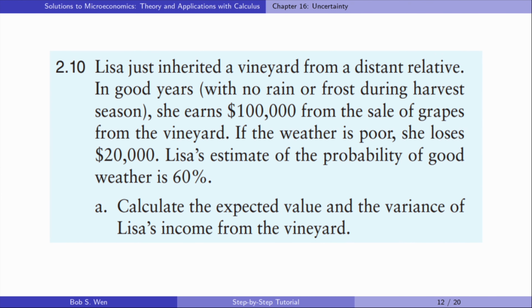Let's answer exercise 2.10. Lisa just inherited a vineyard from a distant relative. In good years, she earns $100,000 from the sale of grapes from the vineyard. If the weather is poor, she loses $20,000. Lisa's estimate of the probability of good weather is 60%. For Part A, calculate the expected value and the variance of Lisa's income from the vineyard.